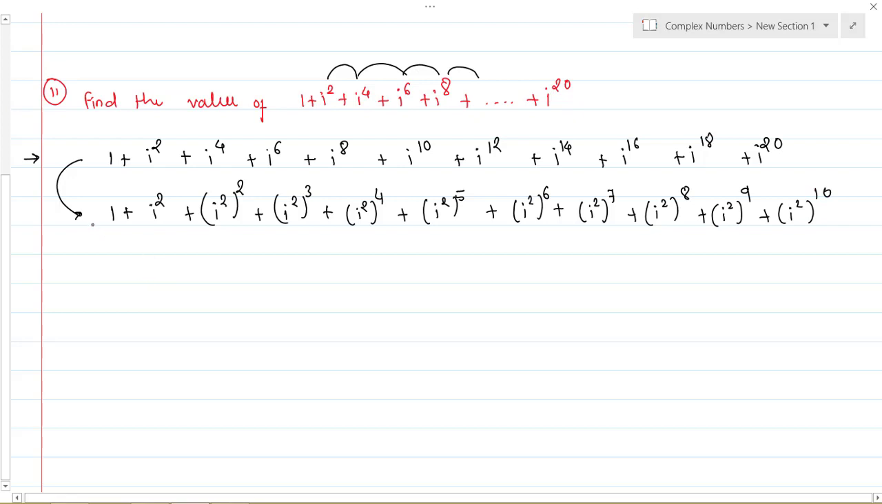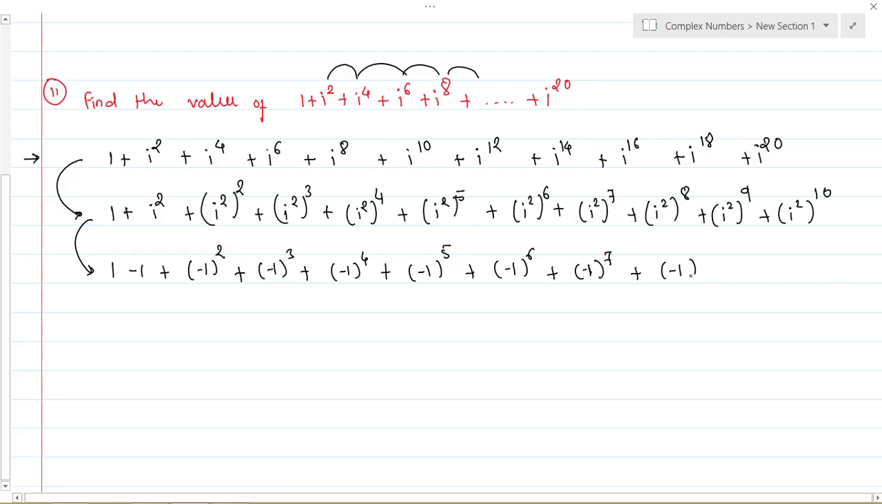Now what to do next? Just solve this. We know that i squared is minus 1. So keep those values here: plus, i squared is minus 1, so it's minus 1. Then we have minus 1 squared, plus minus 1 cubed, plus minus 1 to the power 4, plus minus 1 to the power 5, minus 1 to the power 6, minus 1 to the power 7, minus 1 to the power 8, minus 1 to the power 9, and minus 1 to the power 10.